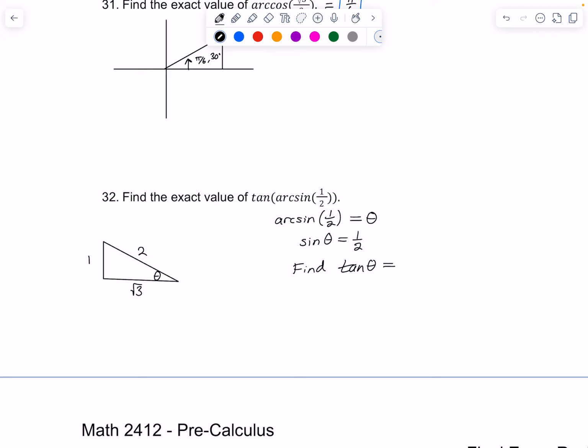But the tangent of this is going to be opposite over adjacent, which is 1 over root 3, aka root 3 over 3. So you can do this even if it's not an angle on the unit circle.